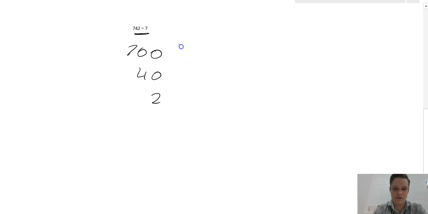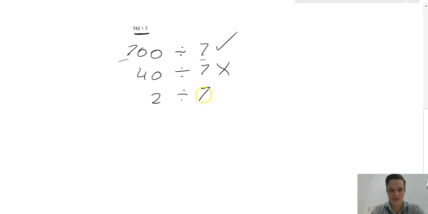So we want to see if they can all be divided by 7. So if that can be divided by 7, 7, and 7. Now, 700, I know we can, because 7 goes into 7. Fantastic. 40 into 7, I don't think that works. So I'm going to put a cross. And 2? No way. Not a chance.